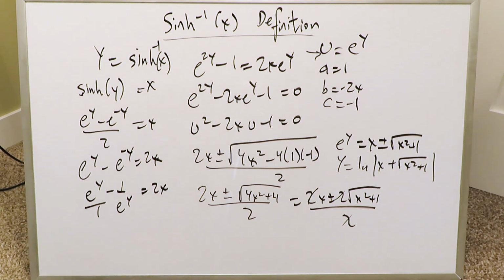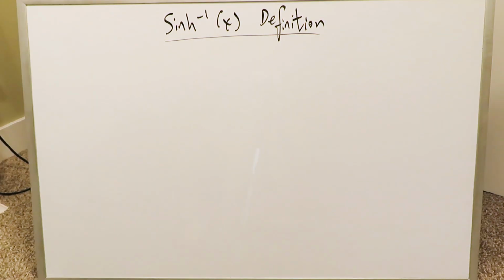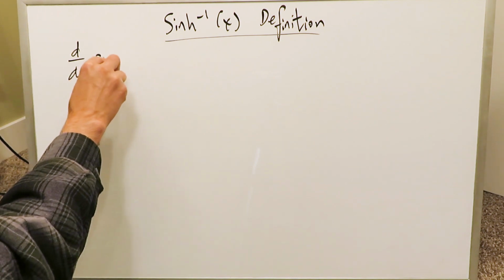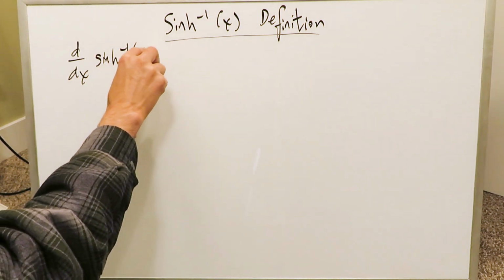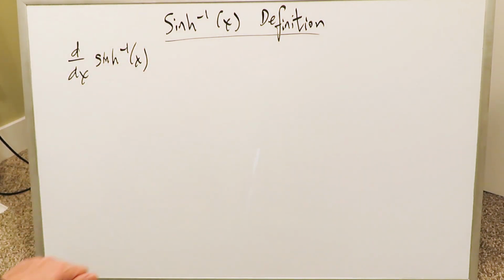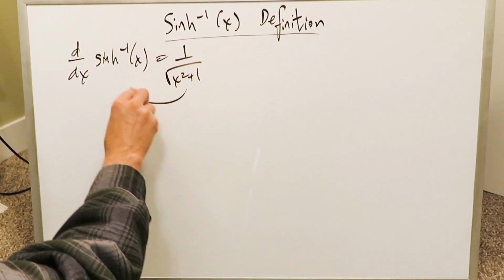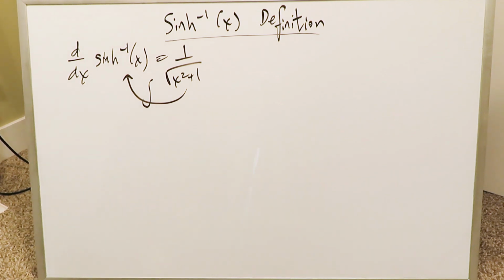Let's show you the backdoor approach next. This unofficial approach, as I like to call it, the backdoor approach, starts like this. Look over here, you're doing the derivative of hyperbolic sine inverse. You know the derivative of this is 1 over root x squared plus 1. If you were to do the integral of this, you would end up back at the original function.